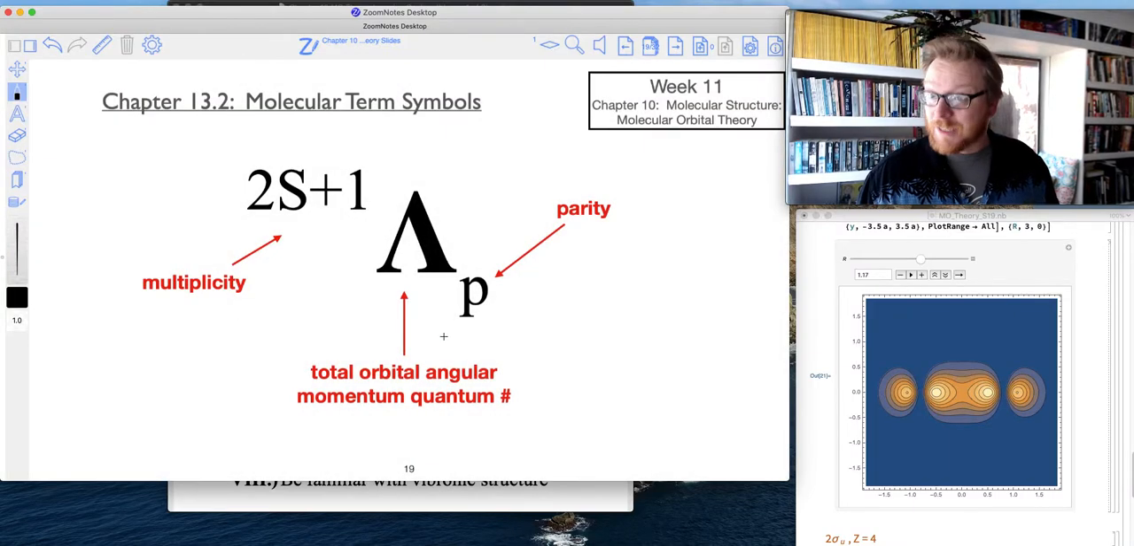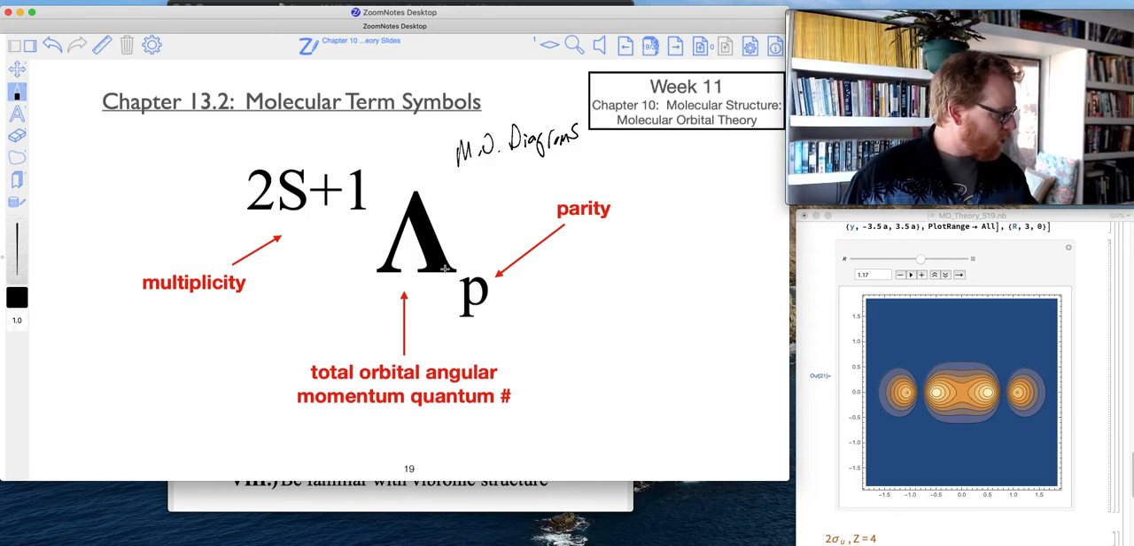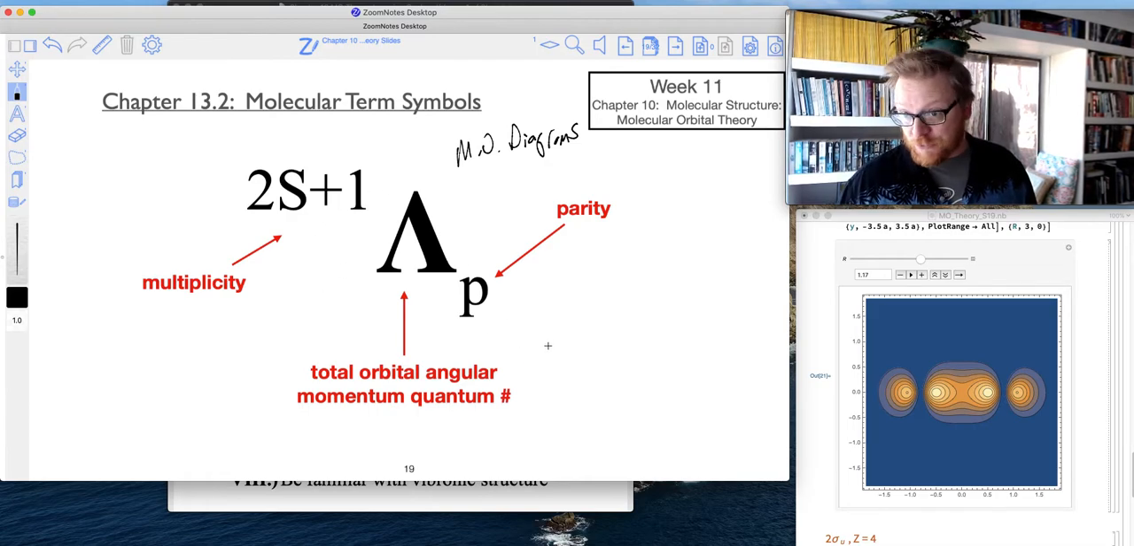Okay, molecular term symbols. Let's do it. This is going to be very similar to atomic term symbols. However, we're going to really rely on MO diagrams to get the correct term symbols. In this, I don't even really like to bother with the Clebsch-Gordan series, because if we can use our MO diagrams, including MO diagrams for the excited states, I think it's much more straightforward.